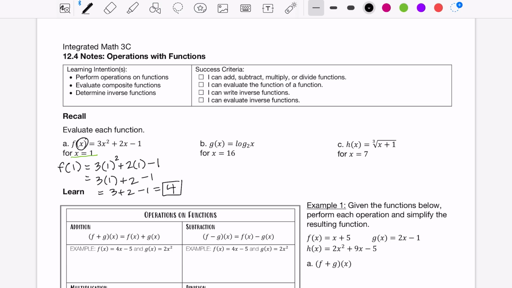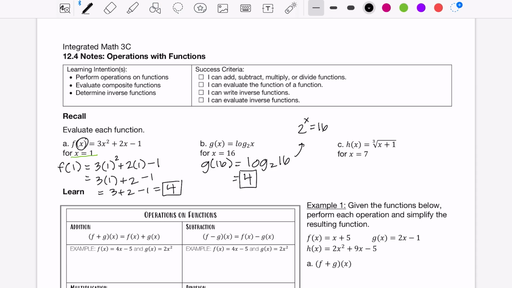So we are going to expand our knowledge of functions right now. Let's make sure we're getting the basics down. This one's going to be g of 16, which means log base 2 of 16. So you have to say 2 to what power is 16, and that's going to be 4.